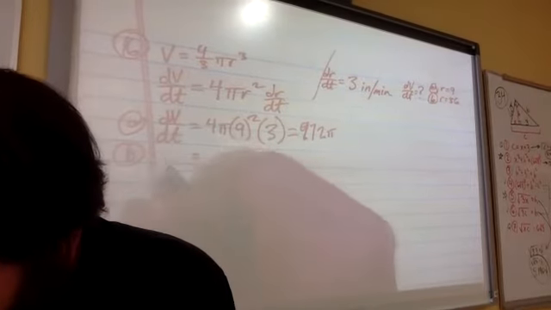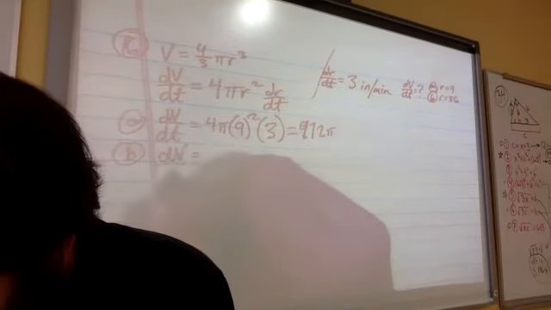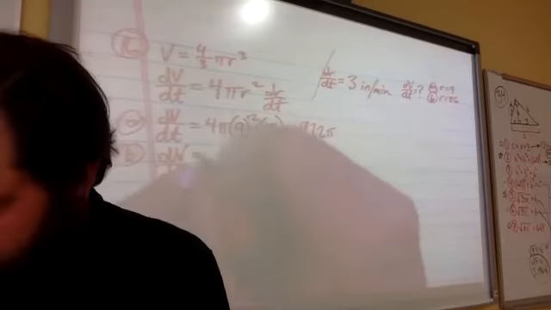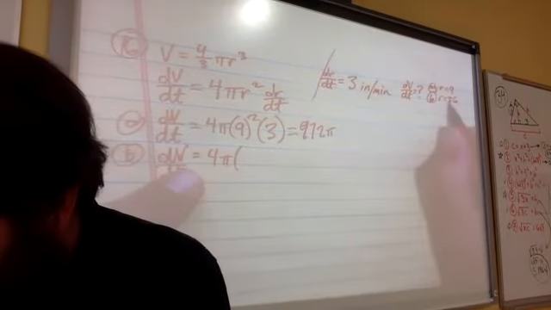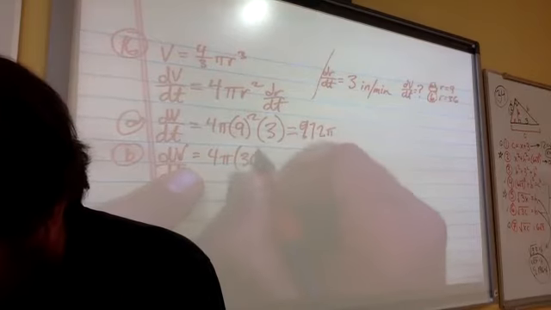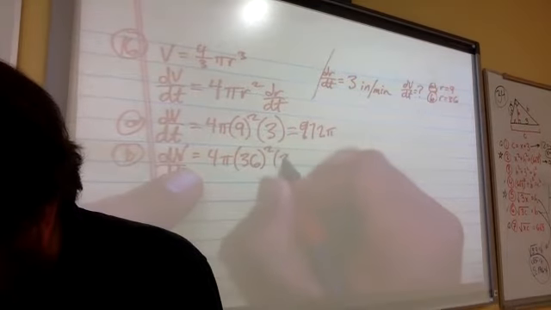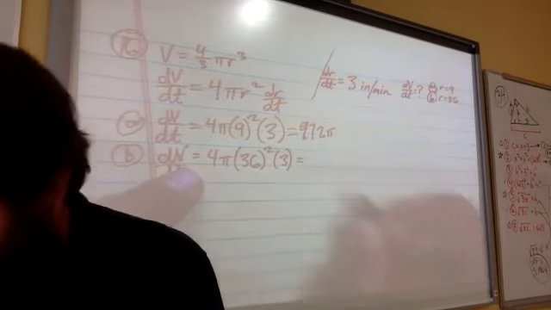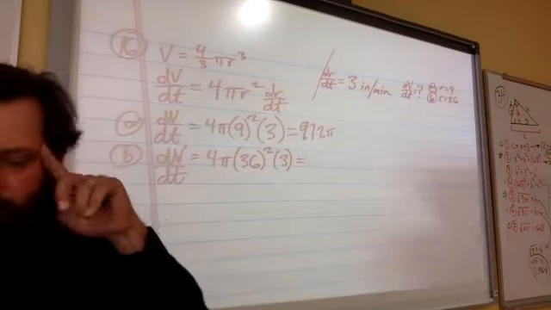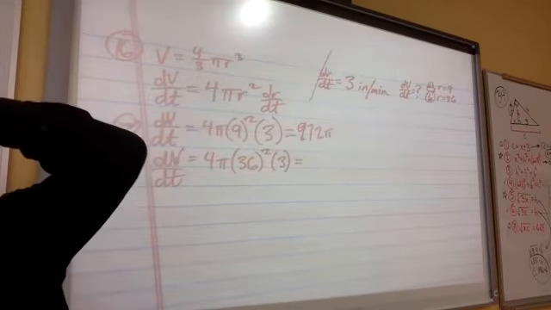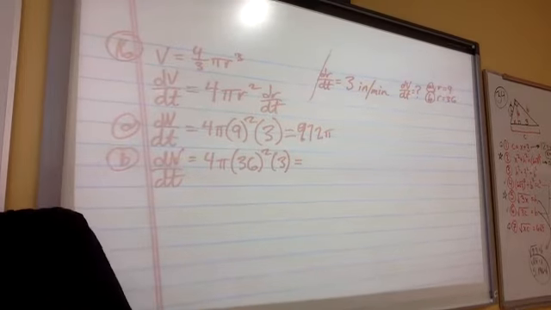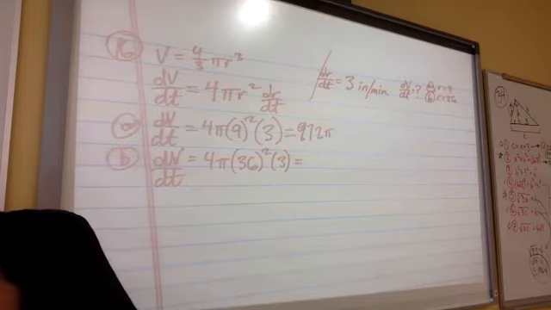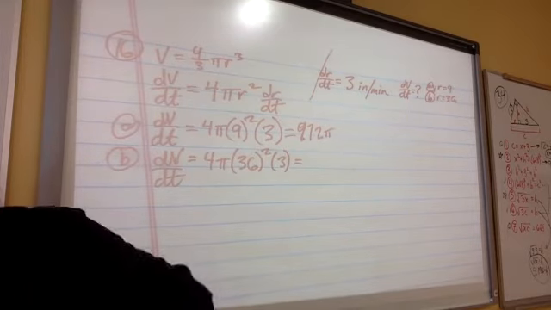Part B, dV/dt equals 4 times pi times 36 squared times 3. Do that one, Will. Do math. Do it fast. Do the math, Will. Pick it up.